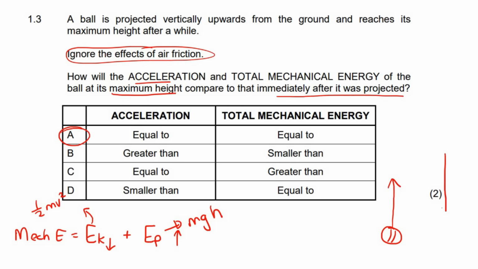And then when the ball comes down, the kinetic energy will increase and the potential energy will decrease. But the total always remains the same. That is the law of the conservation of mechanical energy. So that will also remain the same. So the answer will be A.